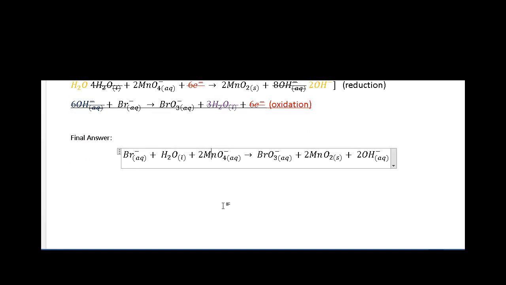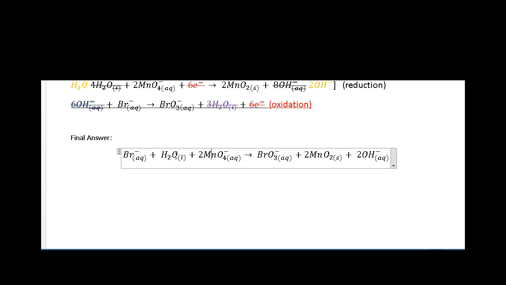All right, so here's our final answer. Let's just do an inventory here. We got Br minus plus water plus 2MnO4 minus on our reactant side. That's going to go to 2MnO2 plus BrO3 minus plus 2OH minus on the product side. So let's cross our fingers and hope everything is balanced. 1 Br and 1 Br are balanced. 2 H's and 2 H's are balanced.